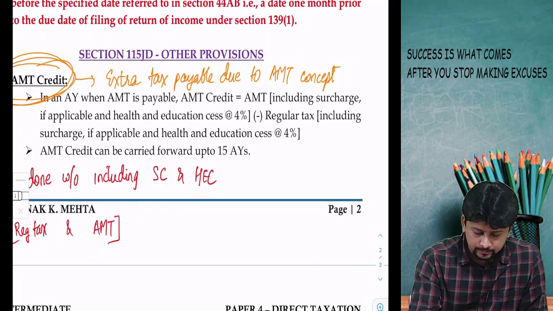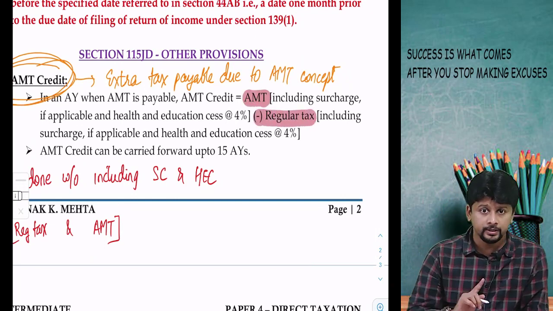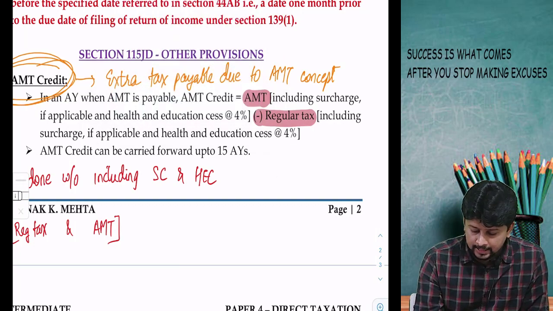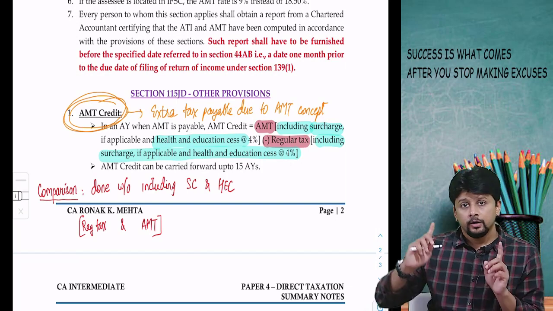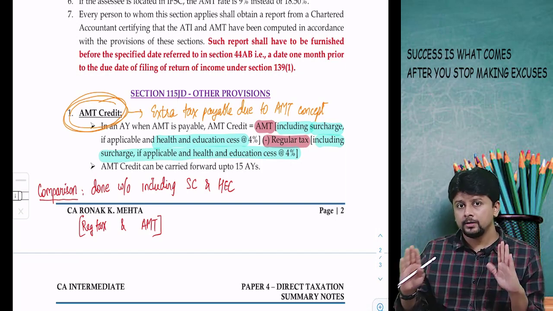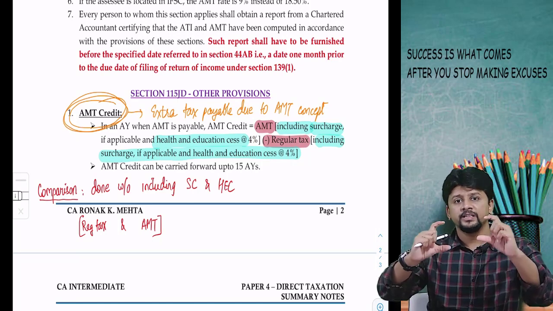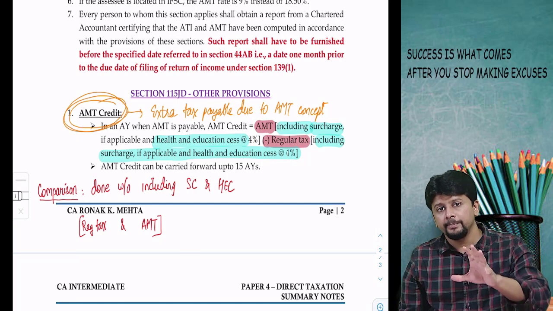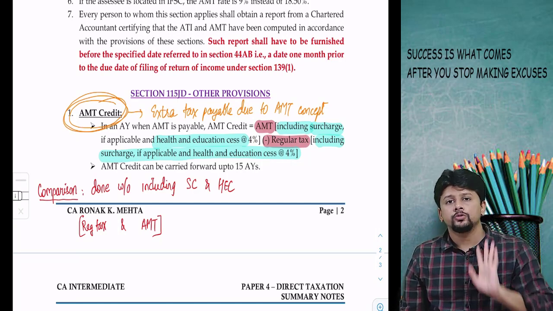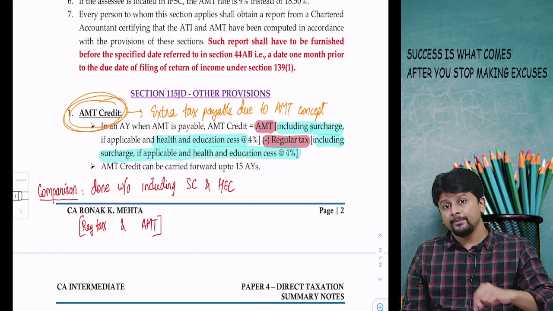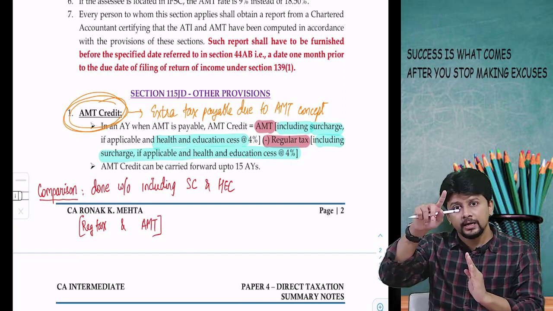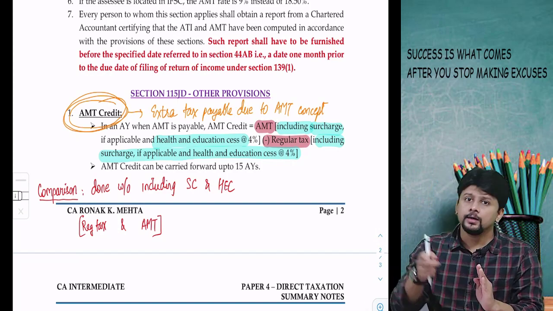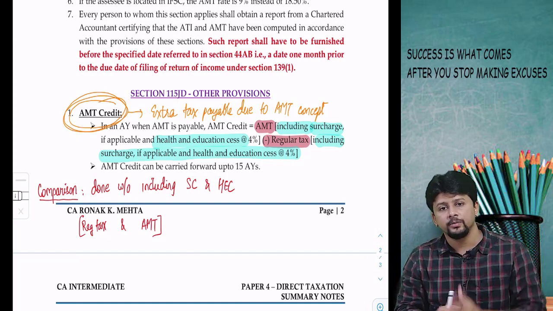So AMT credit means AMT amount minus regular tax. But remember, this time your AMT amount will include surcharge and health education cess. Your regular tax will also include surcharge and health education cess. When you do a comparison, you will not include surcharge and health education cess. You will do a comparison of the basic amounts only. If after comparison you come to a conclusion that AMT is supposed to be paid, then you will get an AMT credit. But that AMT credit will be calculated as AMT minus regular, AMT including surcharge and health education cess, regular including surcharge and health education cess. That is how the difference will be taken.